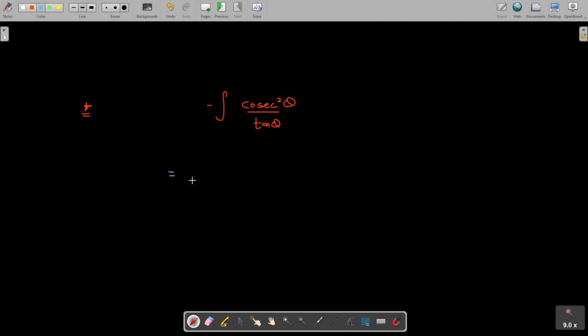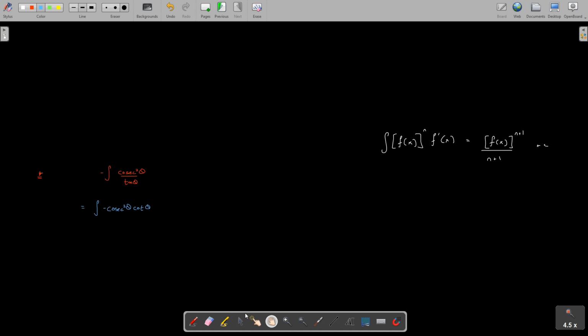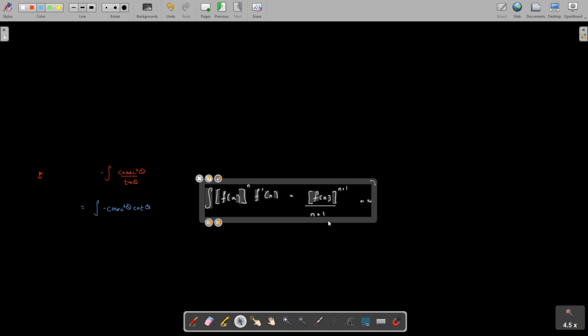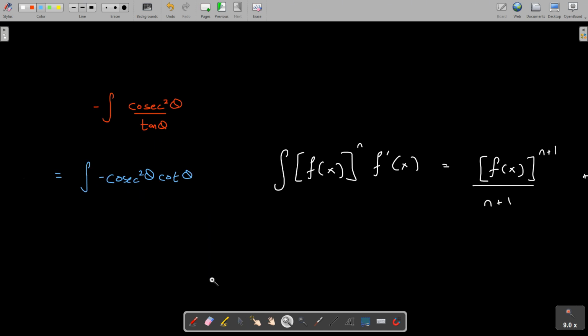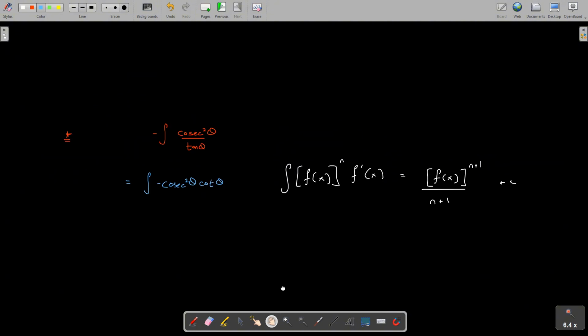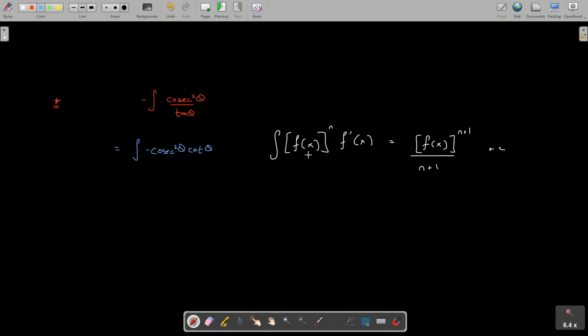All right, so what I'm trying to say is that we rewrite this as minus cosecant squared theta, and instead of 1 over tan theta, we just write cot theta. Now, how to solve this? The thing is, we need to recall one powerful concept of integration, which is the power rule that we have discussed before as well. Now, let's just revisit what the power rule stated.